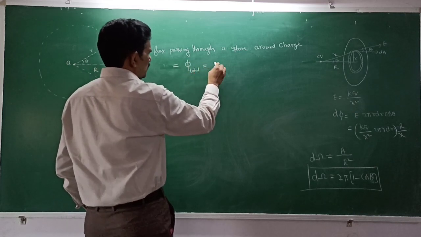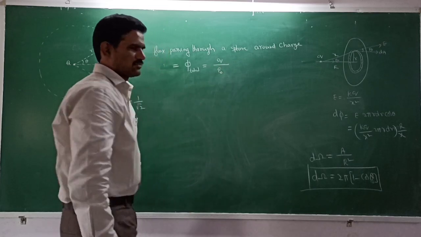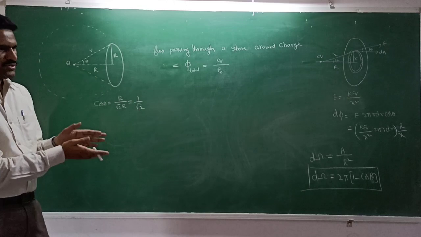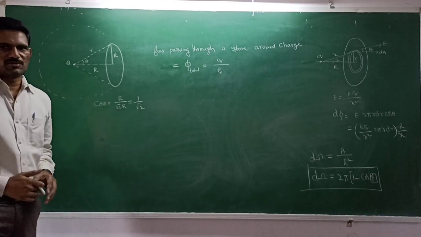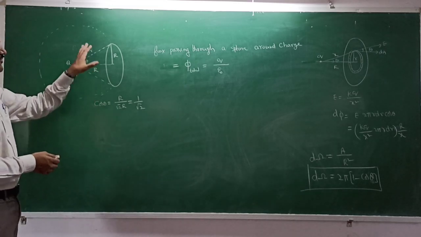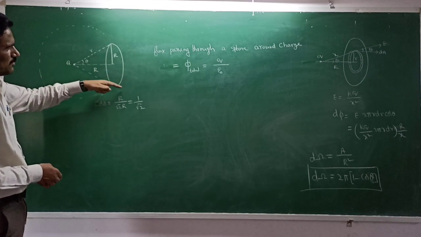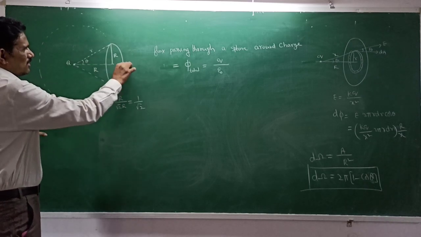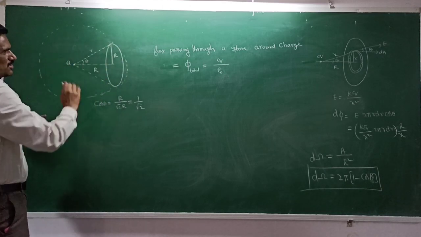This will be equal to Q by epsilon naught, we can write here. So if you are able to derive one, we are going to derive another formula now. That formula we can apply for any problem of such type. So right, if I imagine a sphere of radius r, then here you will get, like our previous part, a cap. According to the cap, we will get it like this.